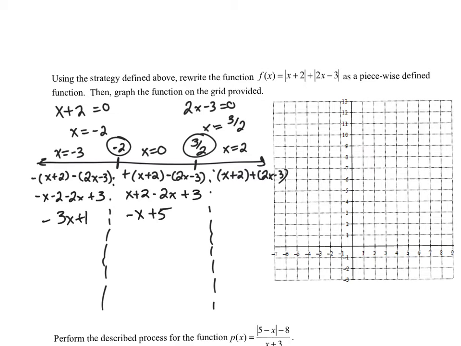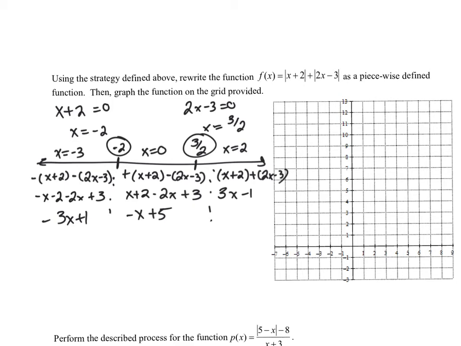And then we have x plus 2x, which is 3x, 2 minus 3, which is -1, okay? So this is what our new equations are, all right? And then now we're going to write the absolute value function as a piecewise function before we graph.